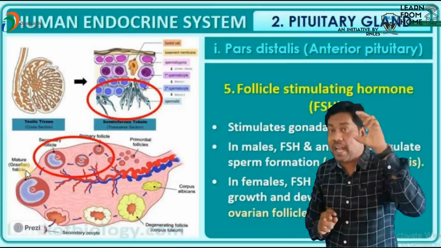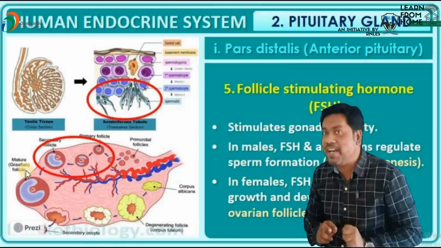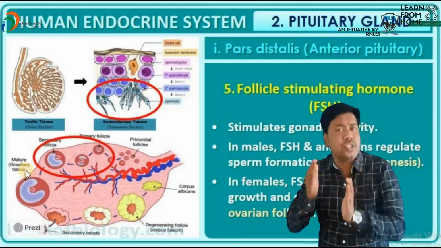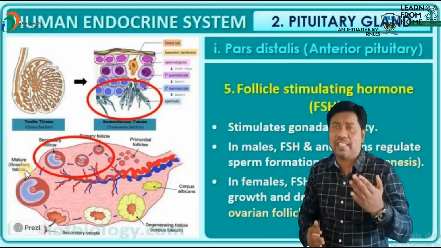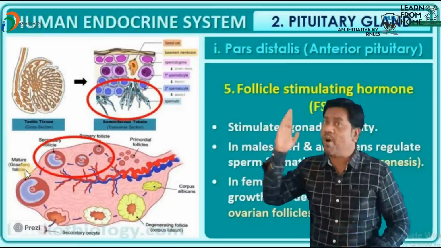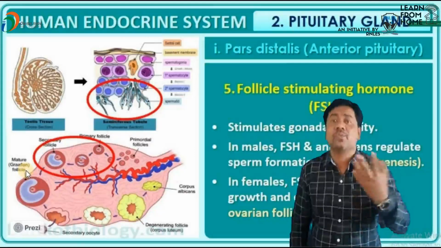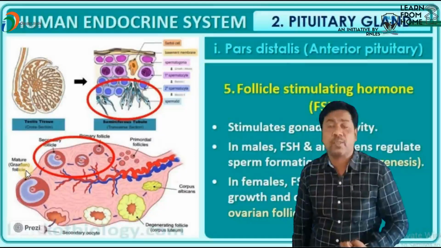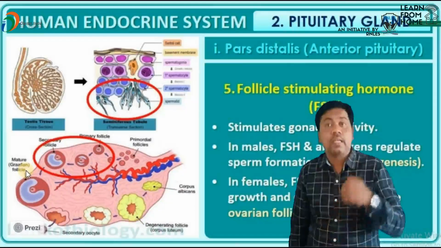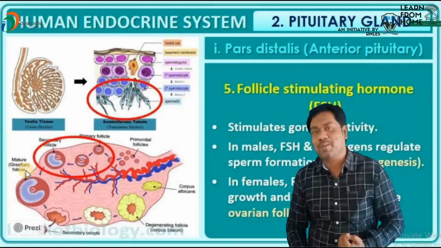And testes have specialized cells. What are the cells, beta? Leydig cells. Testes are known as male gonads. So the testes have specialized cells known as Leydig cells or interstitial cells that are responsible for the production of the male hormone, the androgen hormone, that is known as testosterone. It gives the secondary sexual characters to human beings, male organisms especially. And this testosterone helps in the spermatogenesis process. Spermatogenesis means the production of sperms.